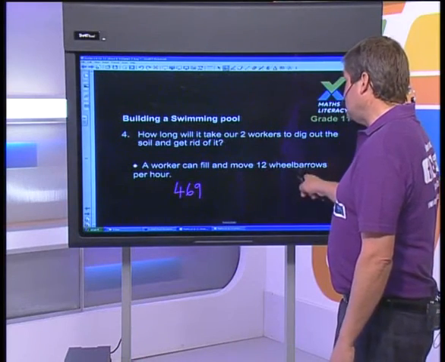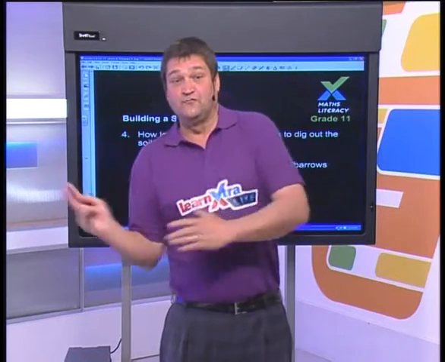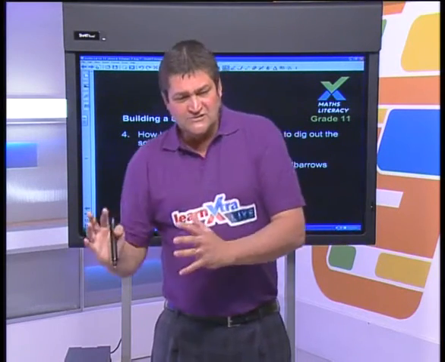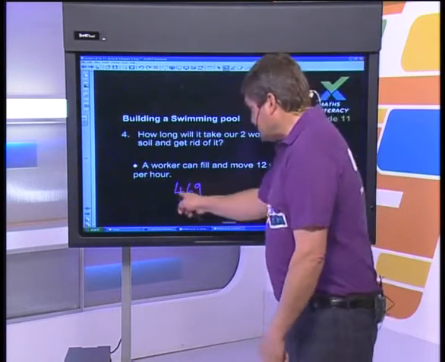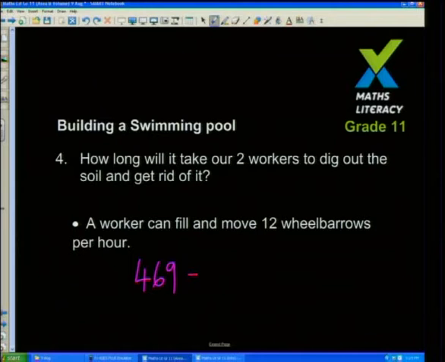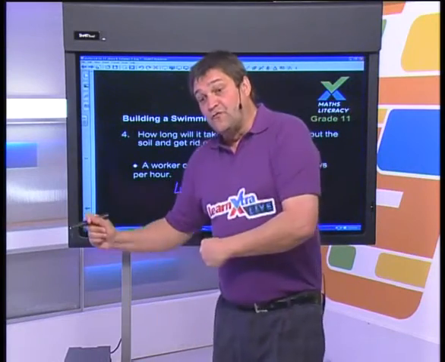Now, 2 workers are going to work on it, and we're told that a worker can fill and move 12 wheelbarrows per hour. So how many wheelbarrows can we move in 1 hour? Well, one is moving 12, another one is moving 12. So we're actually moving 24 wheelbarrows every single hour. So how are we going to calculate this? If we got 469 wheelbarrows, let's divide this by 24 wheelbarrows. And that'll tell us how many hours we actually need to move all the soil.